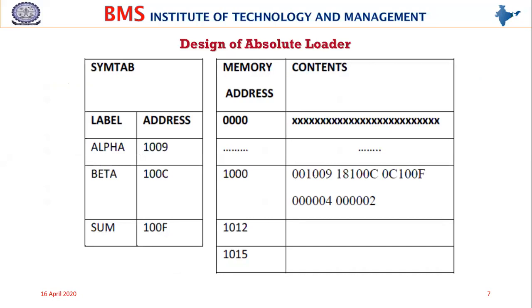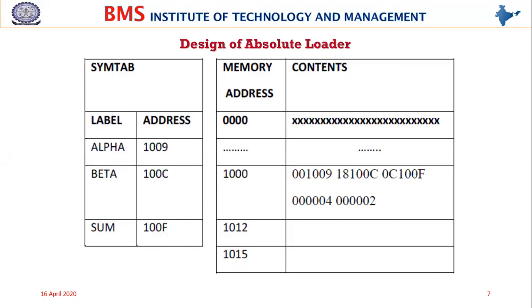You can see the symbol table entries. Alpha is present at the address 1009, beta is at the address 100C, sum is at the address 100F, and starting from the address 1000, we have loaded the object code, which are 1009, 18100C, 0C, 100F, and also the constants 004 and 002. That's all the work of your absolute loader.